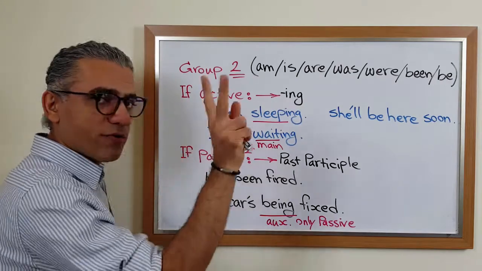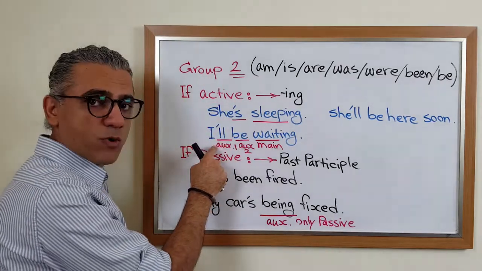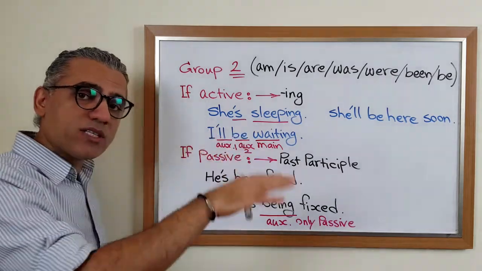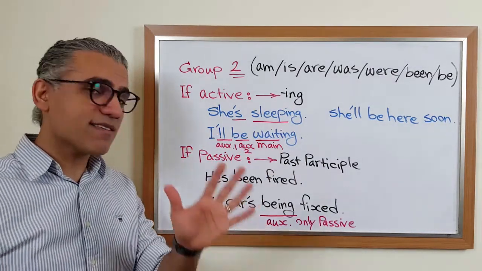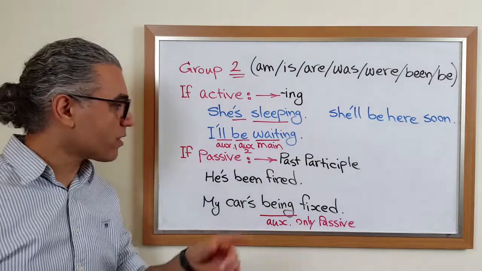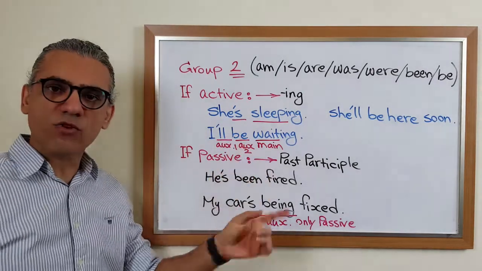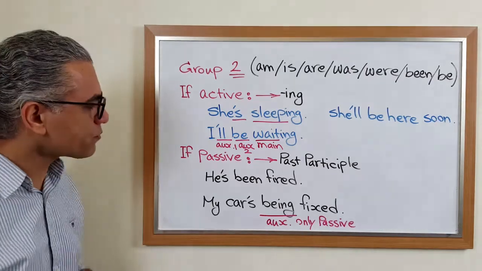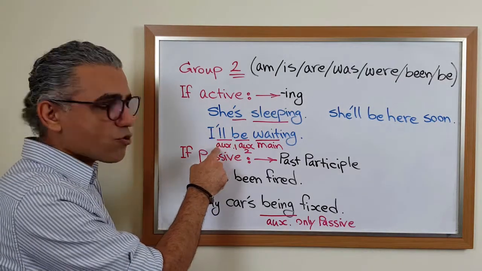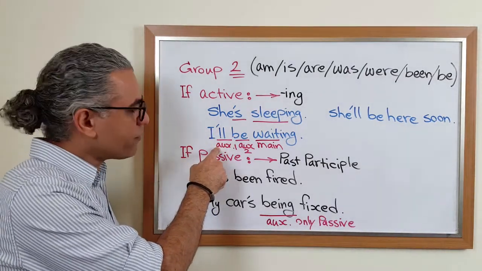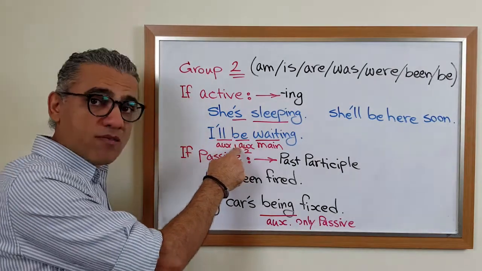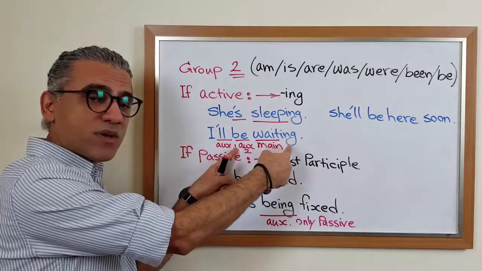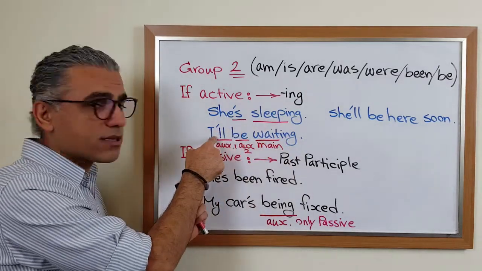I'll be waiting. We have two auxiliary verbs. So the first one is will. The following verb is be, but be is not our main verb yet. It is still another auxiliary verb. But we use the base form because be is the base form of the verb to be. Because the first auxiliary verb is will, a modal verb, the following verb must be in base form. Now, the following verb is determined based on this, not this one.